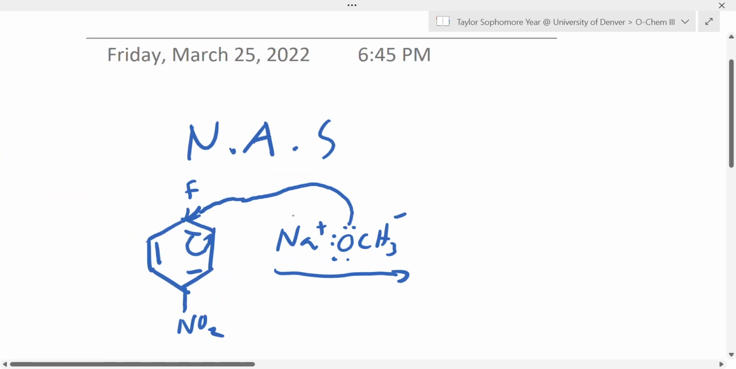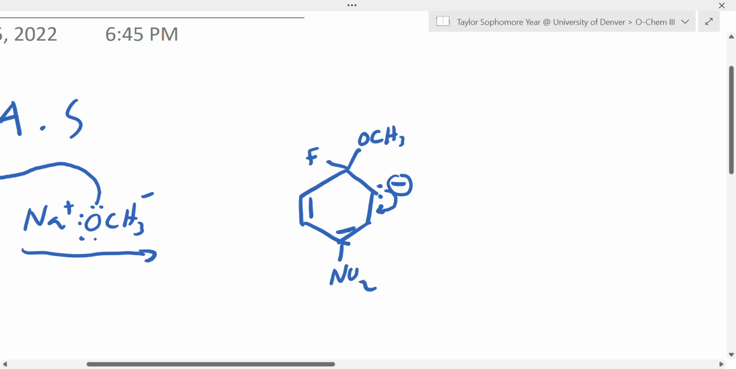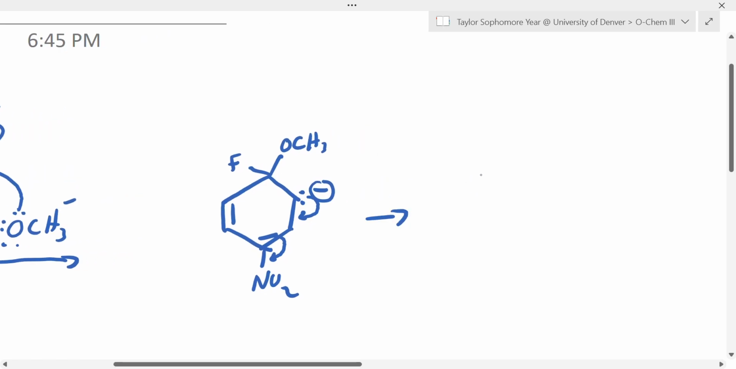From there, we would then get this, where fluoro, nitro and OCH3 share the same carbon. From there, we can put this lone pair onto this bond. We should then kick out this double bond into here.